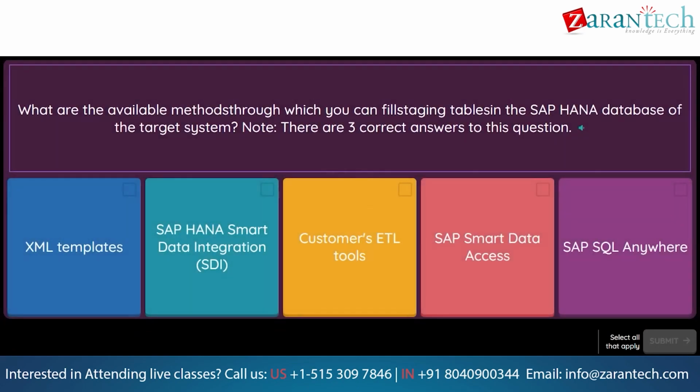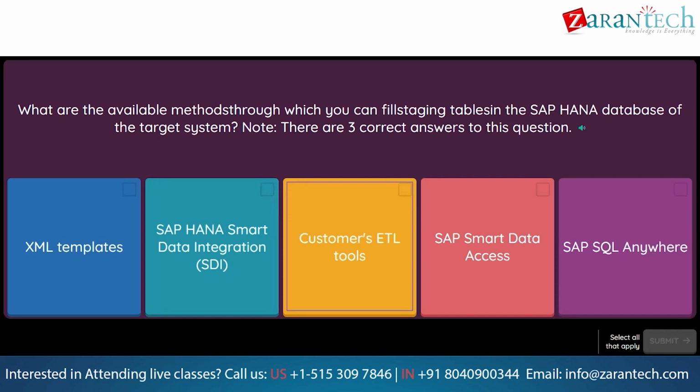Question: what are the available methods through which you can fill staging tables in the SAP HANA database of the target system? Note: there are 3 correct answers to this question. Option 1, XML templates. Option 2, SAP HANA Smart Data Integration, SDI. Option 3, Customer's ETL tools. Option 4, SAP Smart Data Access. Option 5, SAP SQL Anywhere.